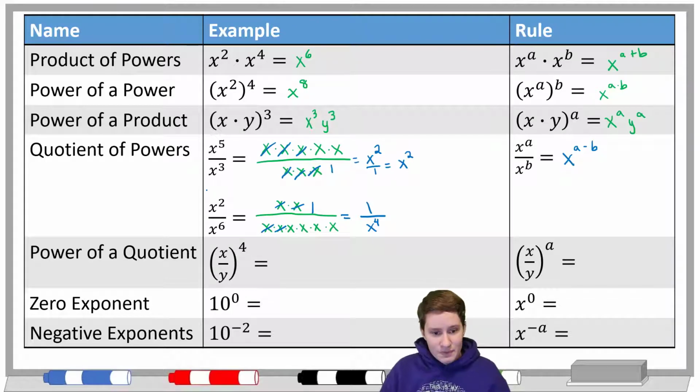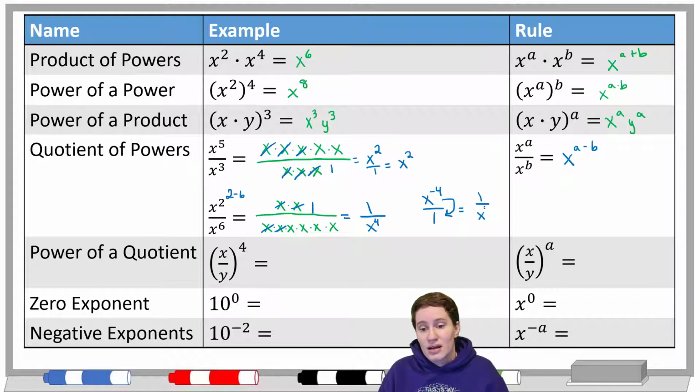The other way to think of it is to say, well, I'm going to subtract like normal, but I'm going to do top minus bottom, which is normal. I'm going to do top minus bottom, which gives me 2 minus 6, which is negative 4. Well, this is where, in the last video when we talked about negative exponents, we can rewrite this by moving it down to the bottom of our fraction, and that changes it into 1 over x to the 4th.